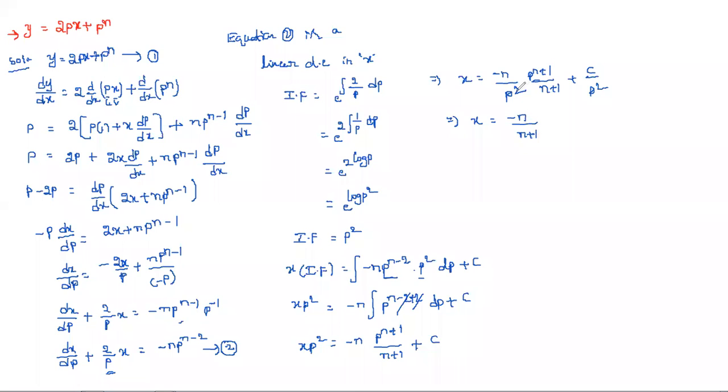And if you observe this one, take this p square into the numerator. If you take that into the numerator, what will happen? p power n plus 1 minus 2 plus c into p power minus 2. So x is equal to, simply what will we get? Minus n by n plus 1 p power n minus 1 plus c p power minus 2.